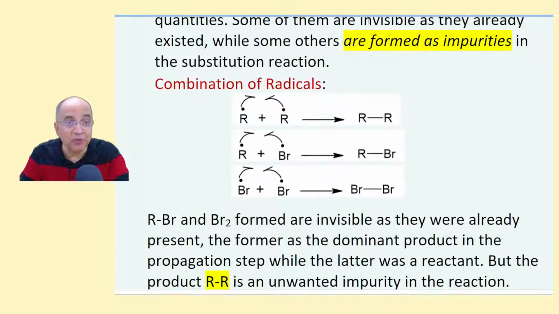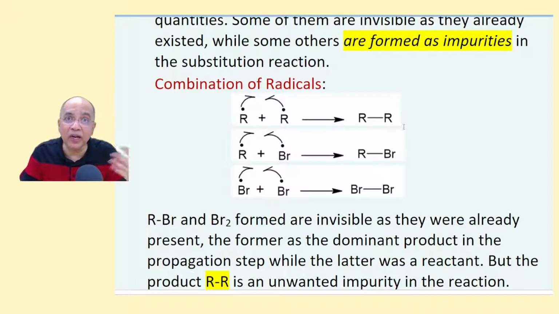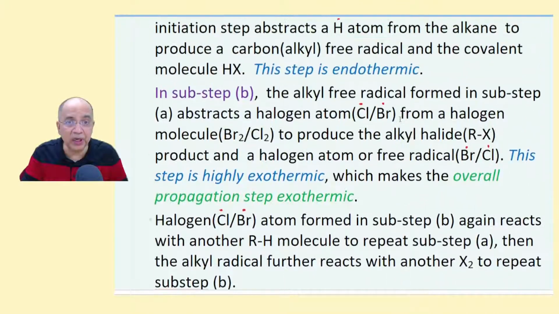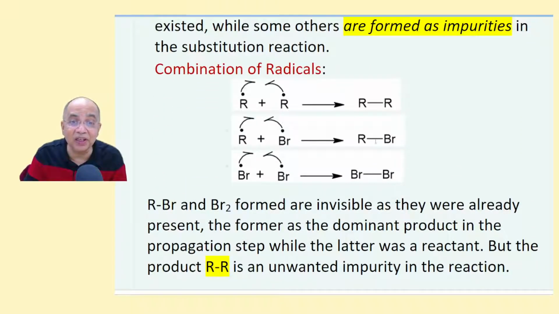Now see, in one of the processes, all types of radicals will combine. R dot and R dot will combine to produce a higher alkane. Methyl gives you ethane. Ethyl gives you butane. So you have taken methane and chlorine or bromine. You are expecting methyl chloride, methyl bromide. Yes, you have definitely got it in the propagation step. But in the termination step, you get a trace quantity of ethane. That will surprise you, and that will be there as an impurity due to the termination step.